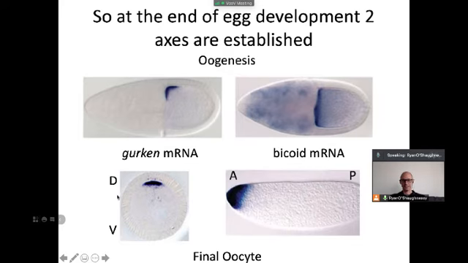And how this turns out in the end is we have tightly localized RNAs of Gurken and bicoid, Gurken being deposited dorsally and bicoid being deposited anteriorly in that final oocyte. So at the end of egg development, two axes are established.